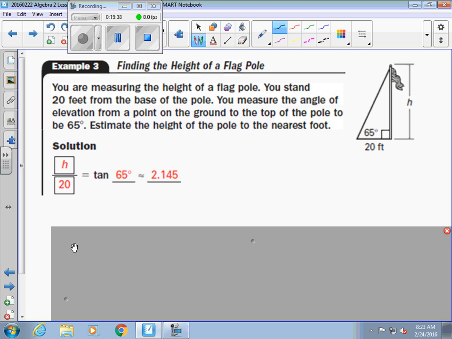Example number 3 says you're measuring the height of a flagpole.